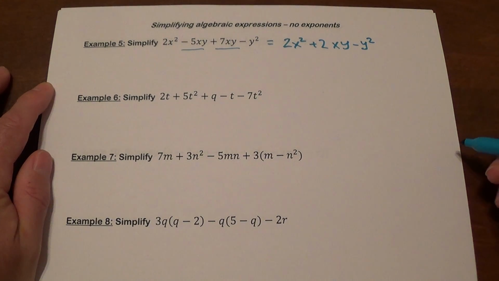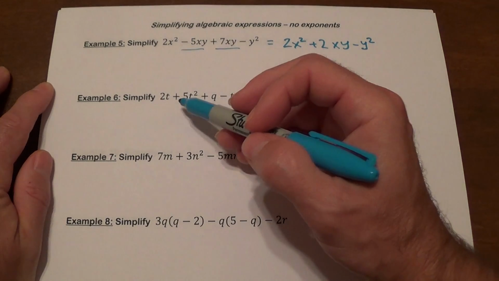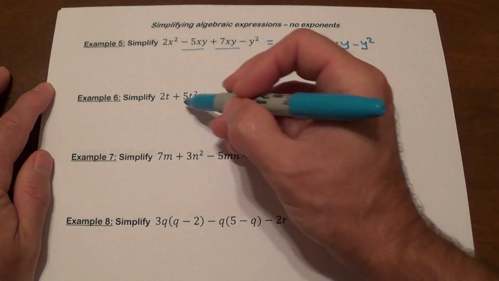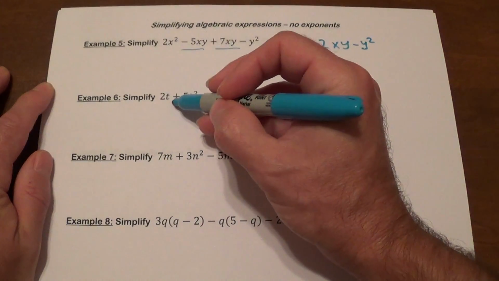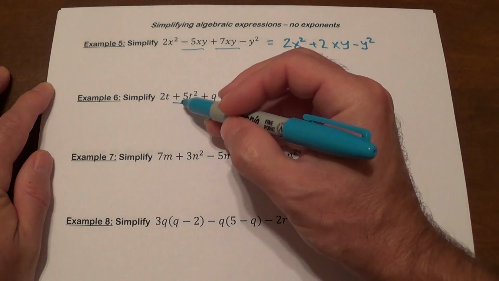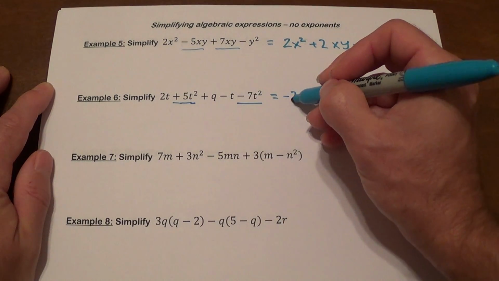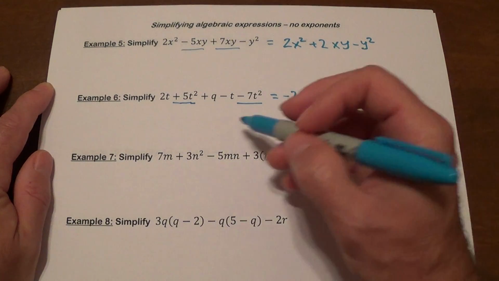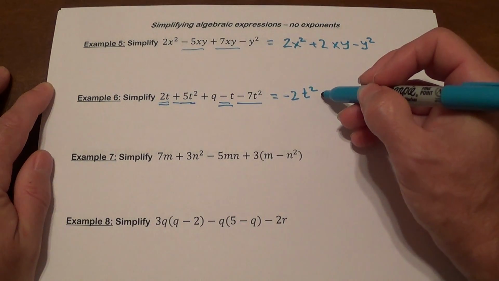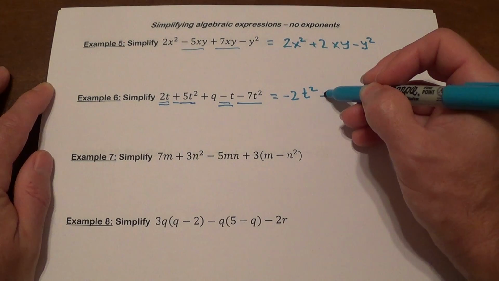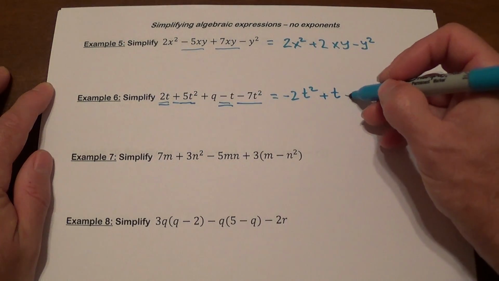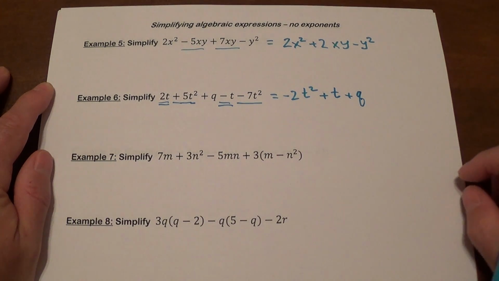Now we're getting all kinds of things here. So let's quickly take a look. Our highest exponent here is squared, and we have two terms. We got 5t squared minus 7t squared. That is going to give us 5 minus 7, negative 2t squared. 2t minus t will give us 1t, or simply t, so plus t. And then we have this lonely q. I'm just going to write it down because we have nothing to combine it with.